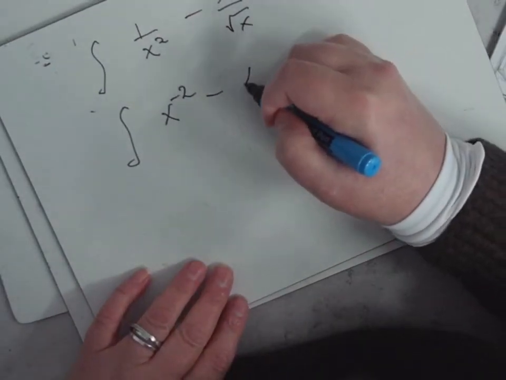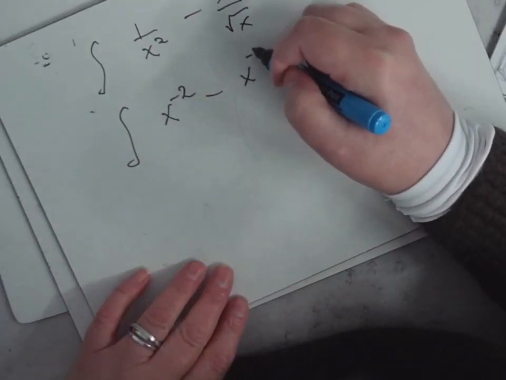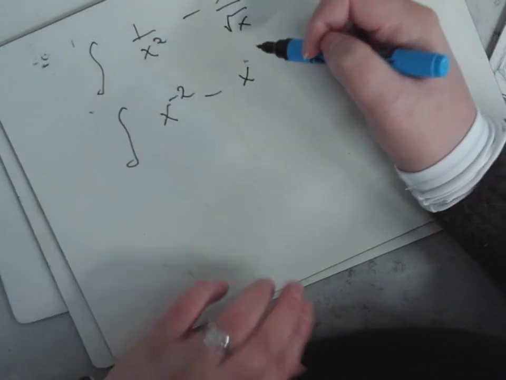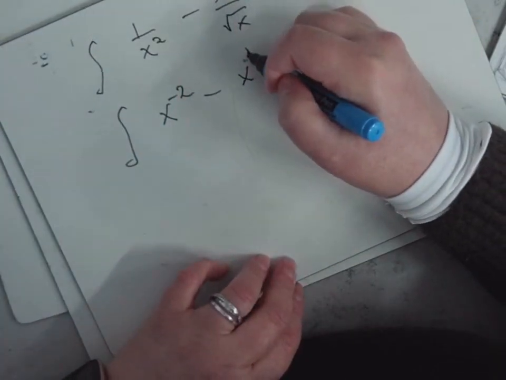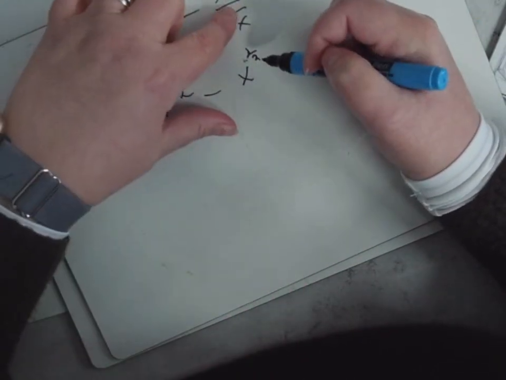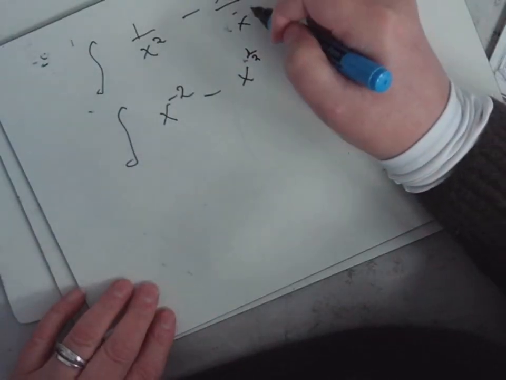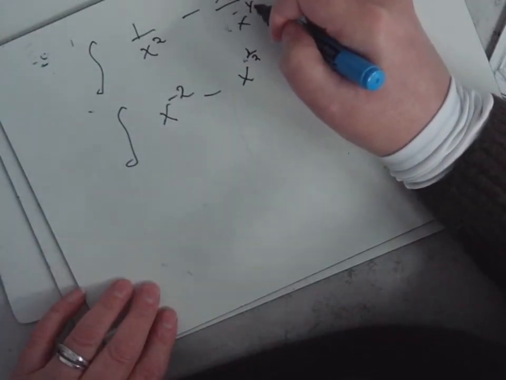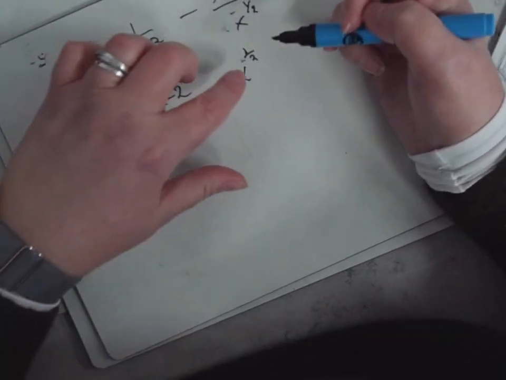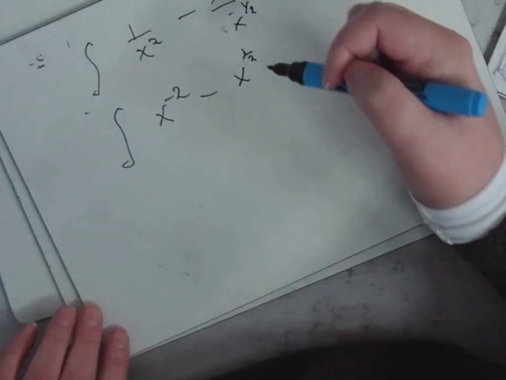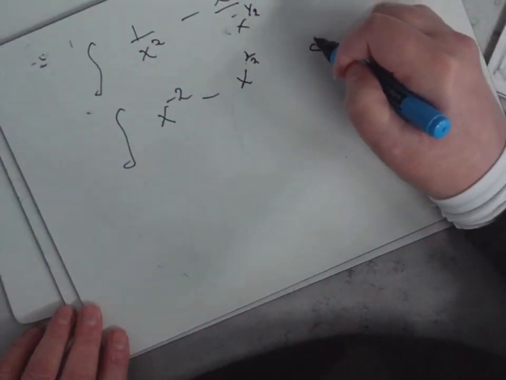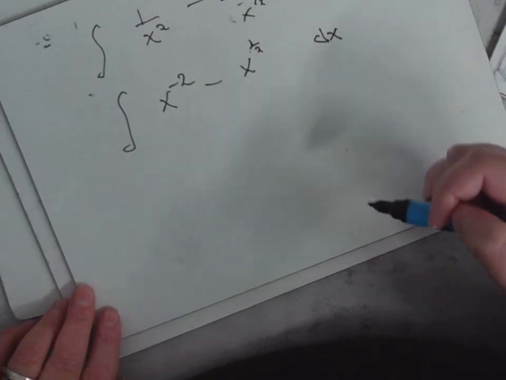So that would be x to the power of plus a half, wouldn't it? 1 take away a half. As in the square root of x can be written as x to the power of a half, and then top take away bottom, that's 1 take away a half, which is a half. Is that alright? So I haven't integrated yet, I've just simplified everything so I can integrate.